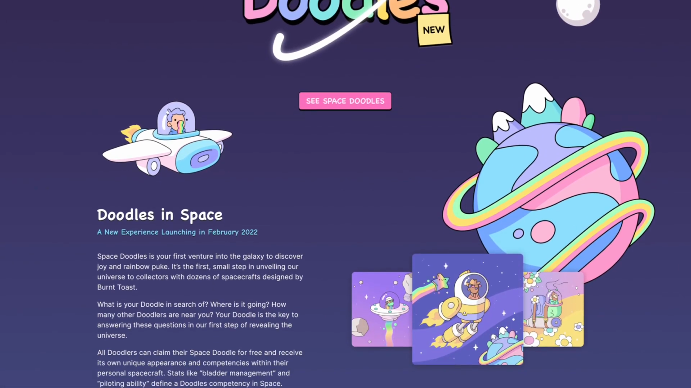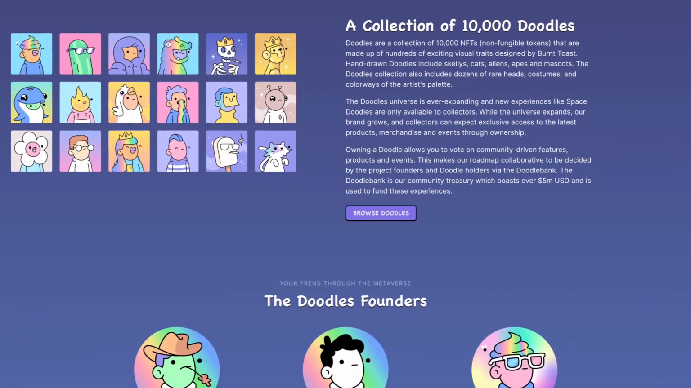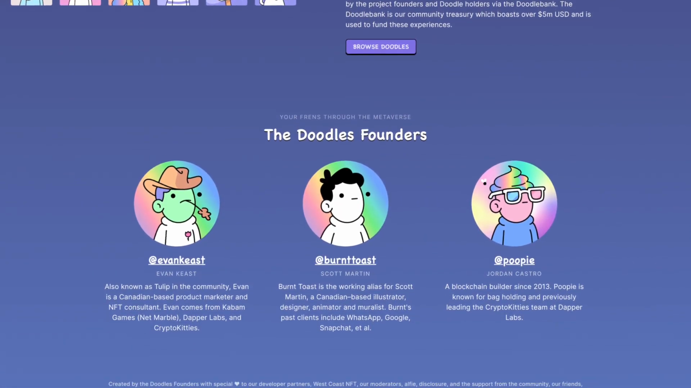Next, let's talk about Doodles. So Doodles is another 10,000 piece art collection. But what's really interesting here is that you effectively, as an owner, become a non-earning shareholder in the collection. So what that means is that you don't earn dividends or anything, but you do get to vote on the direction of the collection and of the creators and what they're going to be doing with the business a little more broadly.